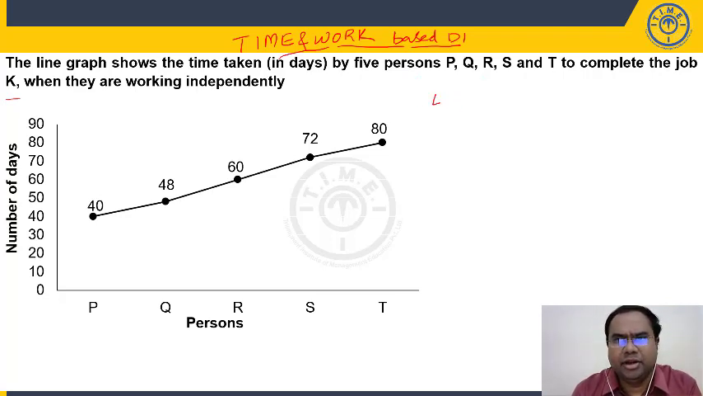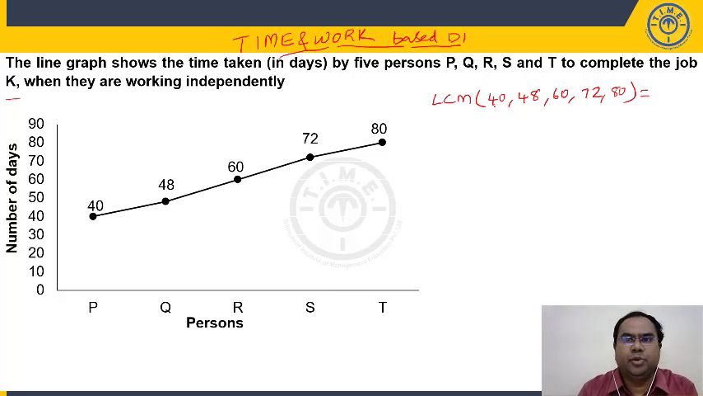So what we do here, we will take the LCM of the number of days taken by PQRST to complete the job: LCM of 40, 48, 60, 72, 80. We'll write them in prime factors. 40 is 2 cube into 5. 48 is 16 into 3, 2 power 4 into 3. 60 is 2 square into 3 into 5. 72 is 9 into 8, that is 8 is 2 cube and 9 is 3 square. 80 is 16 into 5, 2 power 4 into 5. So the LCM here would be 720.